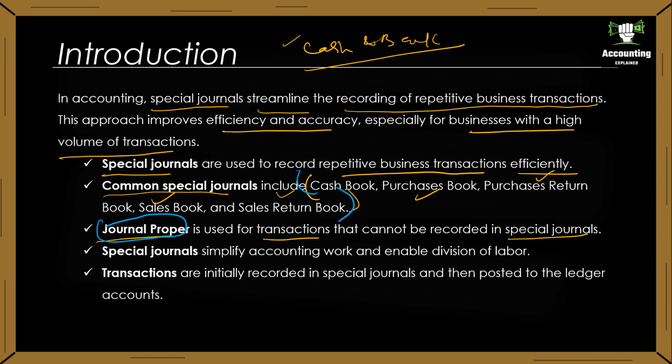Special journals simplify accounting work and enable division of labor. So it is very easy. If you want to see one cash transaction, instead of going through the journal book page by page, you take the cash book and it will be easy to point out one transaction on a particular date. Transactions are initially recorded in special journals, and then posted to the ledger accounts as usual.